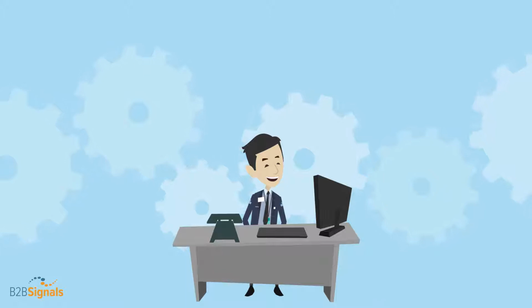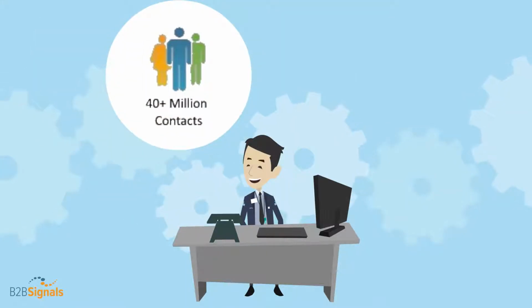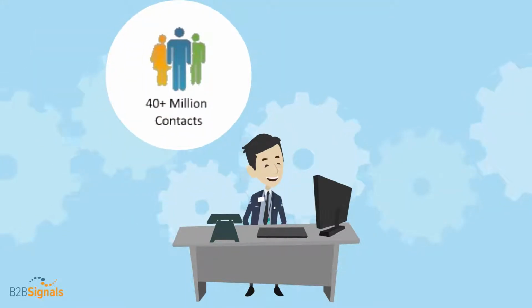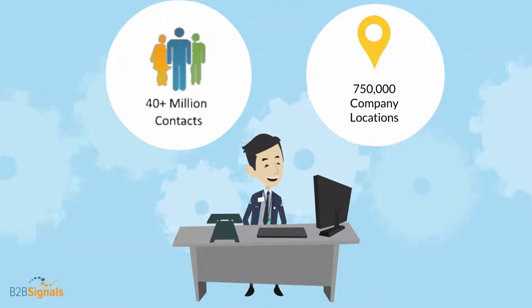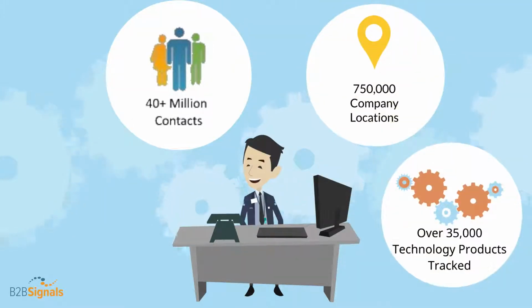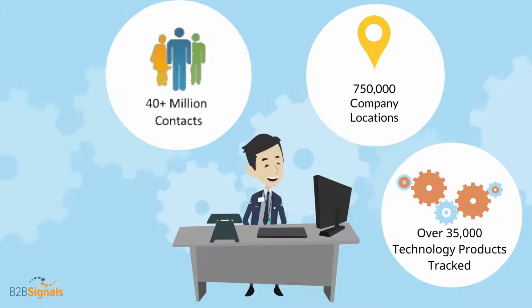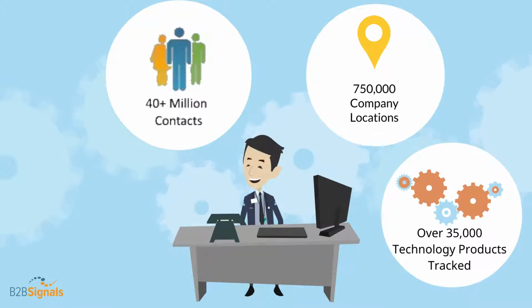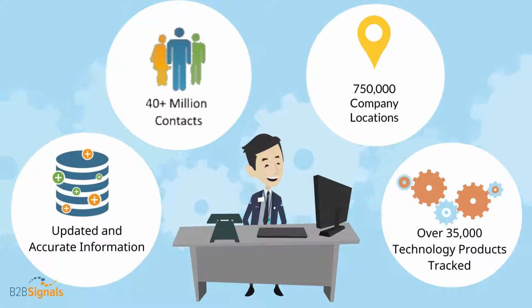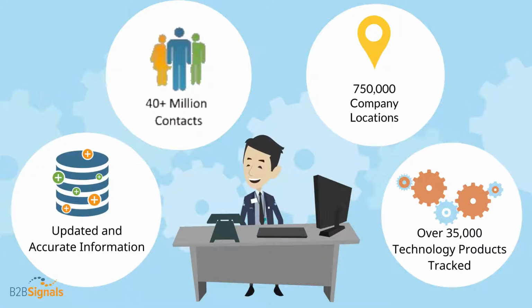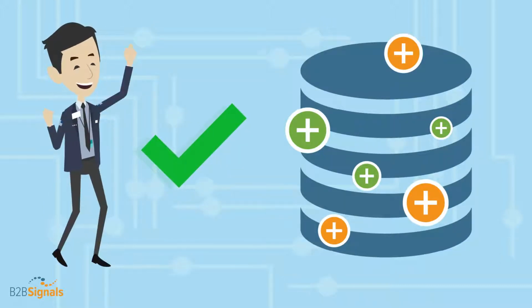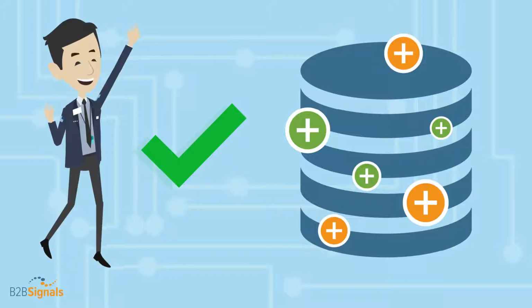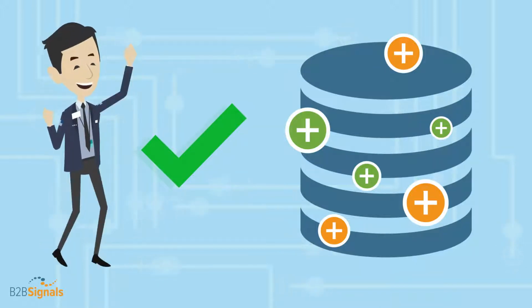With data enrichment, you will have access to 40 million B2B contact records in over 750,000 company locations and over 35,000 technology products tracked. Users will have access to our largest database for this self-service feature. We will help you to enrich your account list and fill it with updated and accurate information. With B2BSignals data enrichment, you will get instant access to the relevant contacts needed for your targeted accounts, and incorrect data will become a thing of the past.